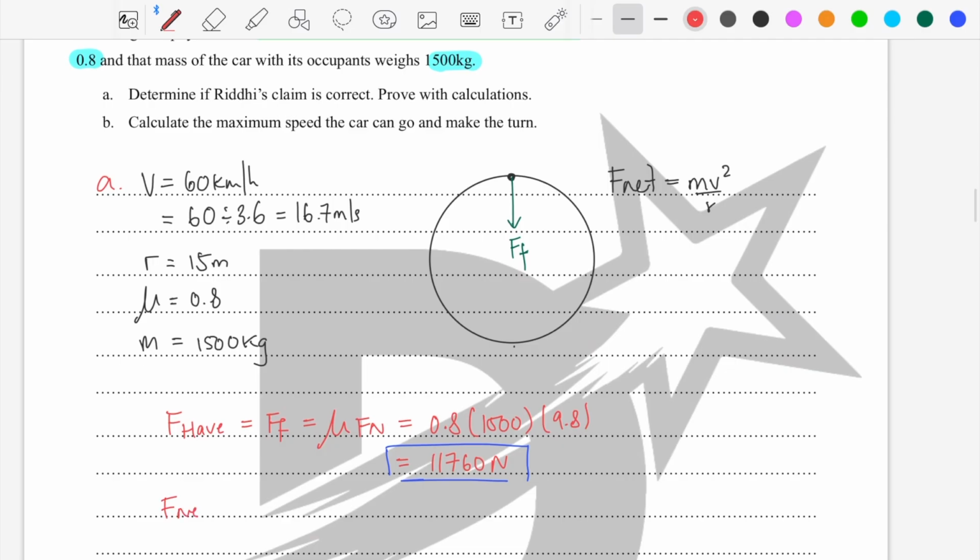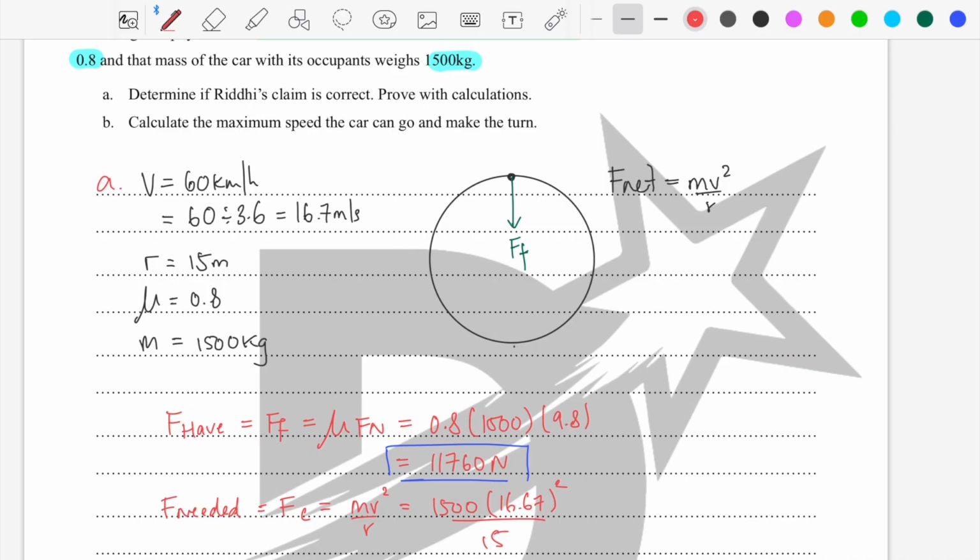So the force needed, remember, is determined by your centripetal force, correct? So that's going to be mv squared on r. Okay, and let's plug it in. So again, that's going to be 1,500 times v, where v is 16.67, squared, divided by r, 15. So what do we get here?